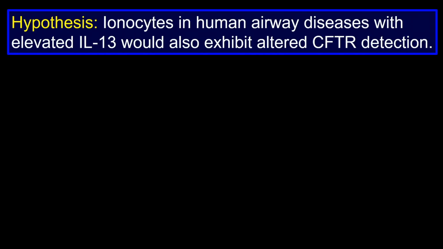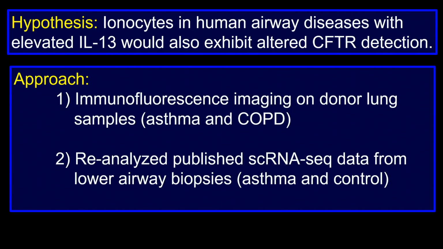So there's data suggesting that IL-13 decreases the number of ionocytes and decreases CFTR expression by ionocytes. And so we wanted to look at whether or not this may be the same case in human disease. So our hypothesis was ionocytes in human disease with elevated IL-13 would also exhibit altered CFTR detection. We used two approaches for this. The first, we took tissue sections from control lungs as well as humans with COPD and asthma. And then secondly, we went back to the literature and took advantage of a single-cell RNA-seq data set from lower airway biopsies in asthmatics and control and reanalyzed that data.